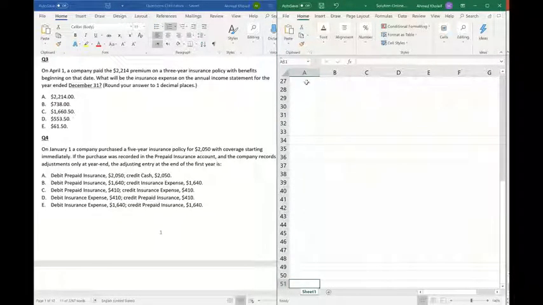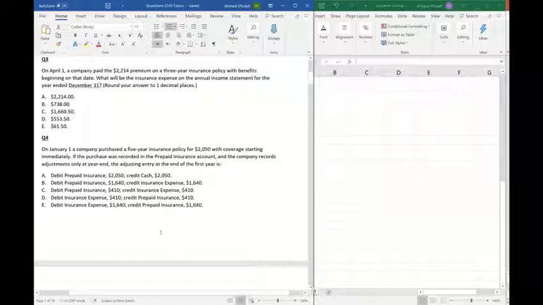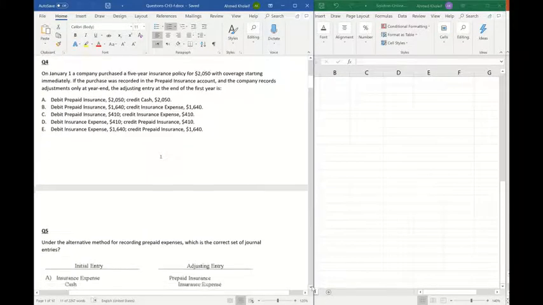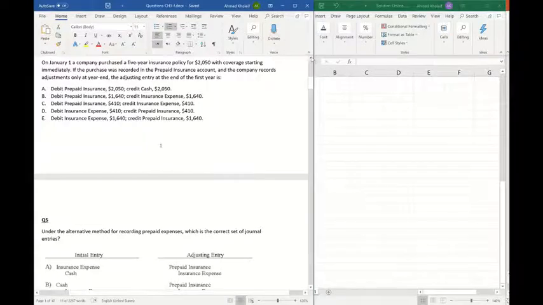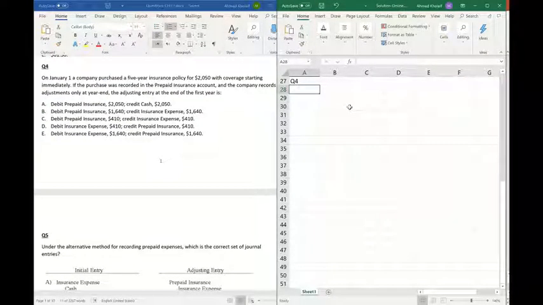Moving to question 4. On April 1st, a company purchased a 5-year insurance policy for 2,050 with coverage starting immediately. If the purchase was recorded in the prepaid insurance account and the company records adjustments only at year end, the adjusting entry at the end of the first year is. So we need the adjusting entry at the end of the first year, and the company here may use the insurance for 5 years.